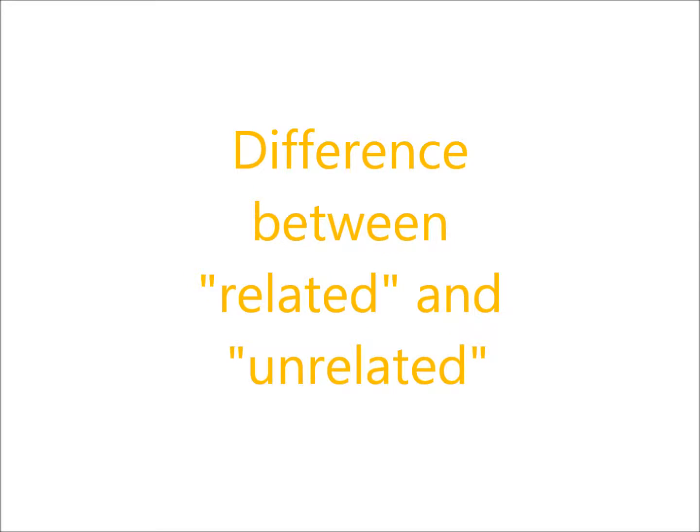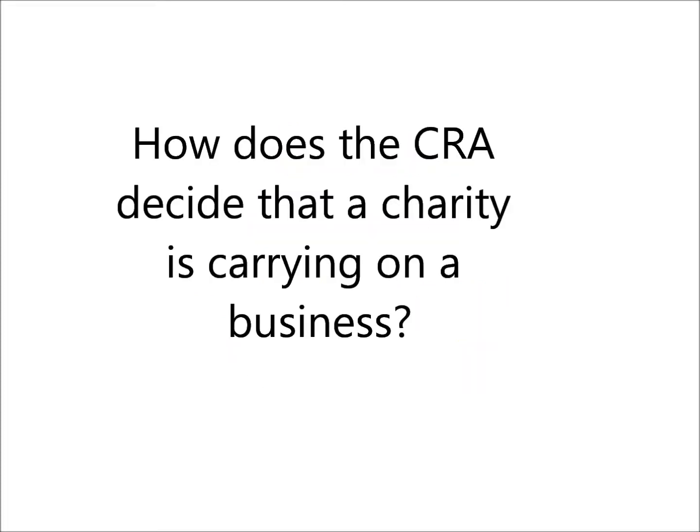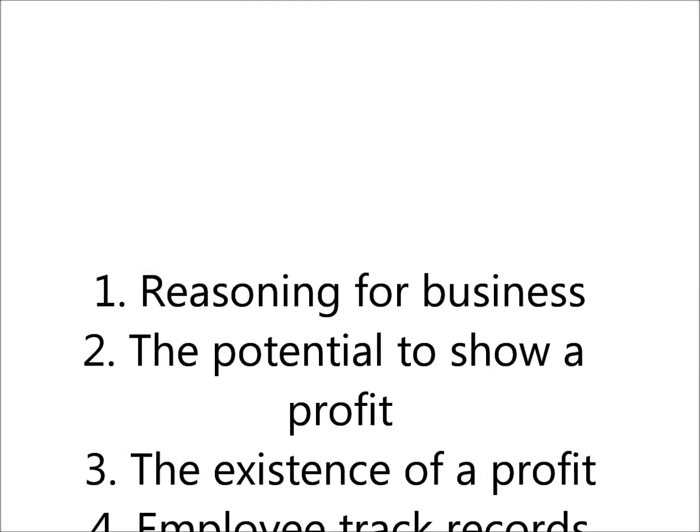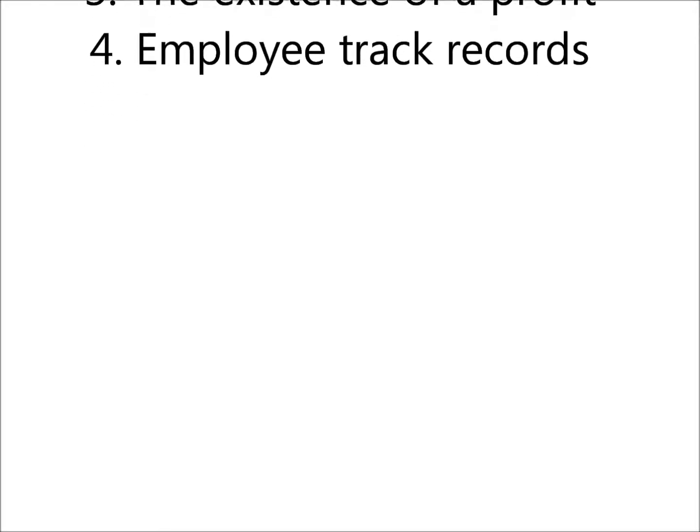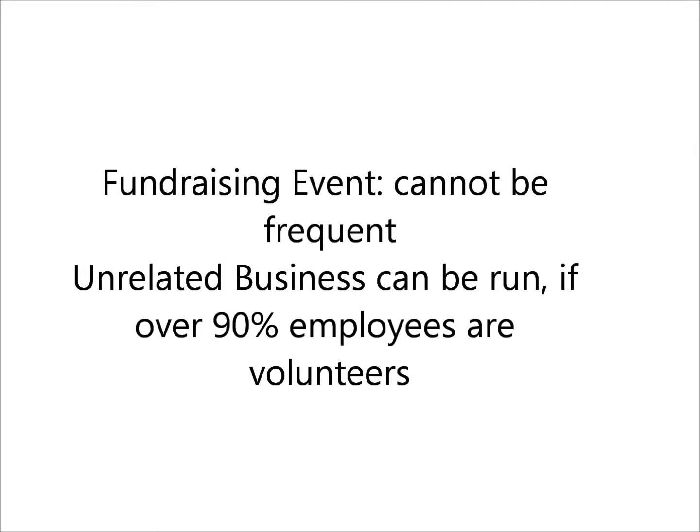CRA illustrates a difference between a related and unrelated business. A related business is permissible, while an unrelated business is not. So how does the CRA decide that a charity is carrying on a business? It looks at reasoning for business, the potential to show a profit, the existence of a profit, and employee track records. If a company wishes to conduct a fundraising event, it cannot be a frequent event and should only be held to raise funds. However, it also says that an unrelated business can be run if the majority number, over 90% of employees, are not paid.